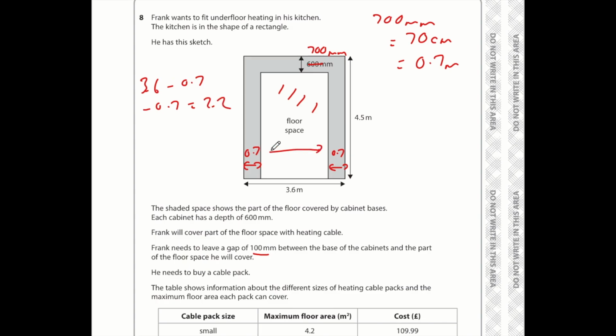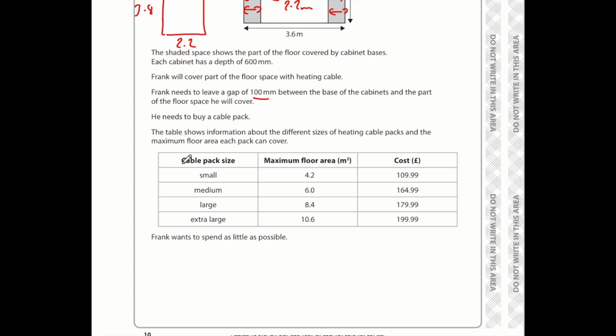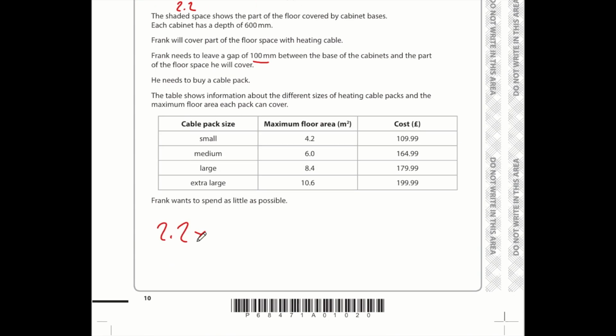So this distance here that we're putting the heating pad on is 2.2 meters, and the other dimension is going to be 4.5 meters minus just the one 0.7, and that is 3.8. Okay, so a little bit confusing now. So now all we've got, it's a bit cluttered, is a rectangle which is 2.2 and 3.8. So the area is going to be 2.2 multiplied by 3.8, and 2.2 times 3.8 is 8.36 square meters. So this is the area that's going to be covered with the heating cable pack.